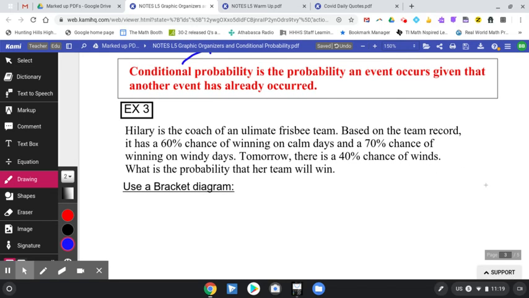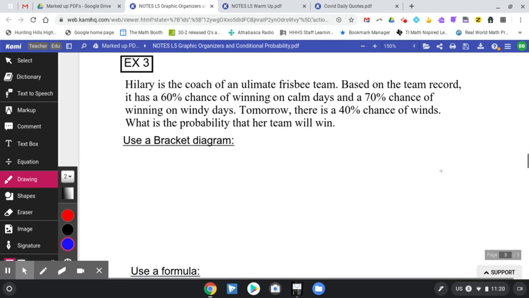Hillary is the coach of an ultimate Frisbee team. Based on the team record, it has a 60% chance of winning on calm days and a 70% chance of winning on windy days. So there's that if-then. If it's calm, then there's a 60% chance of winning. If it's windy, then there's a 70%. It has that sort of if-then feeling. Tomorrow, there is a 40% chance of wind. What is the probability that her team will win?